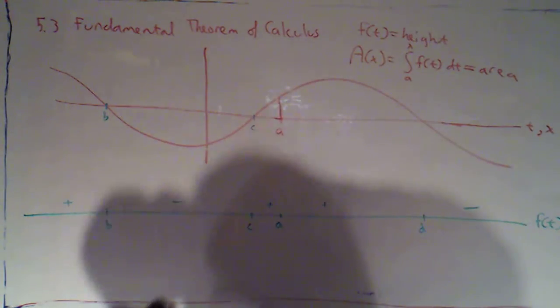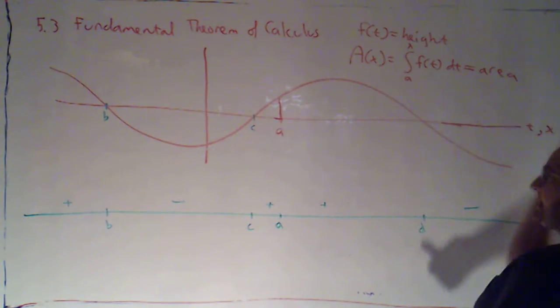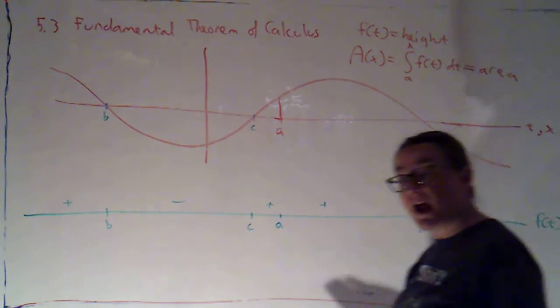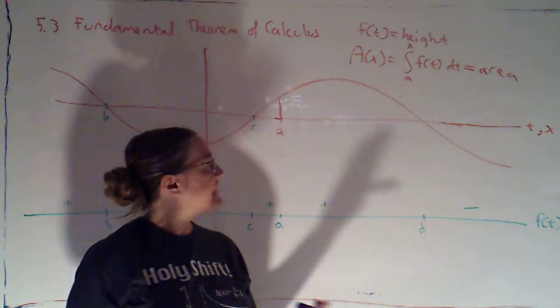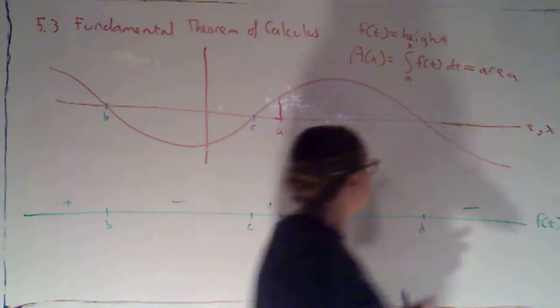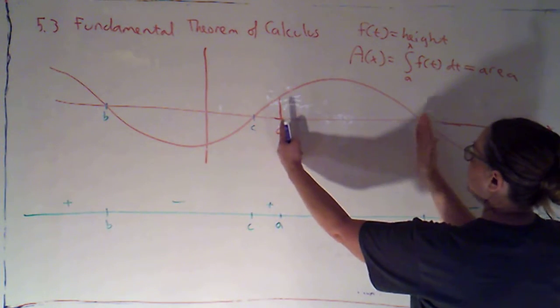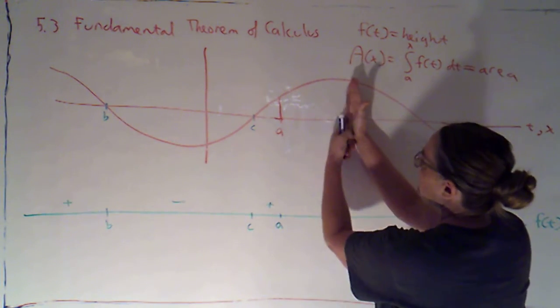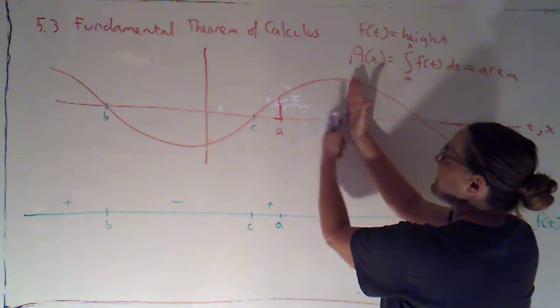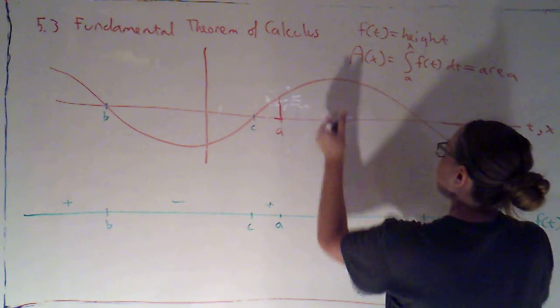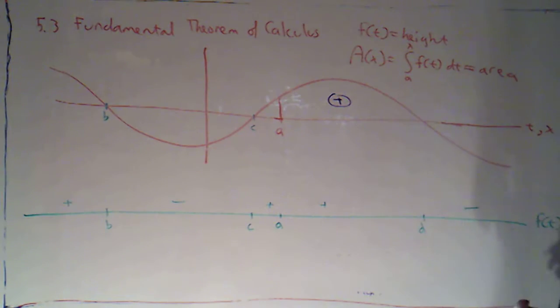It's easier to work with the area when we're integrating left to right, because then the sign of the area matches the sign of the height. So if I start here and I put x here, the area is going to be positive because I've got a positive base and a positive height. So this area counts as positive.